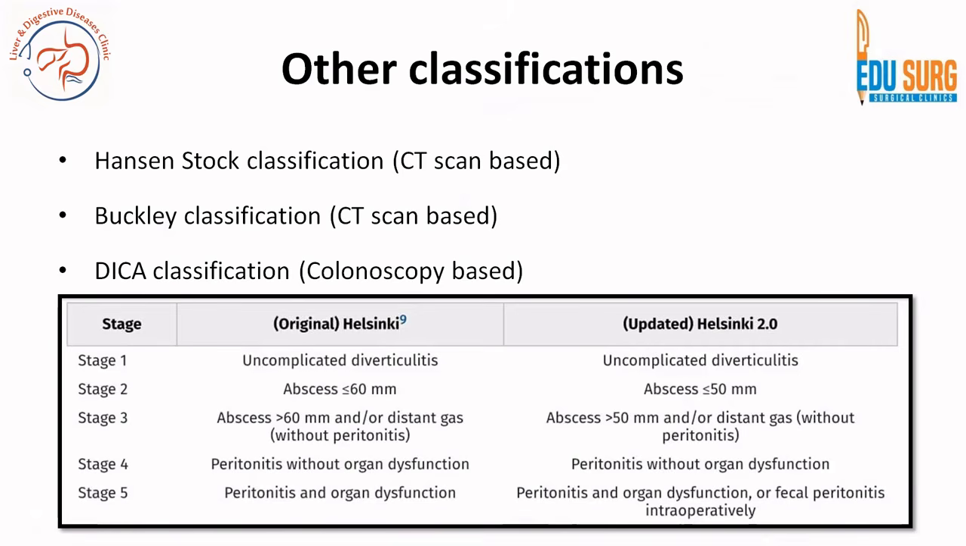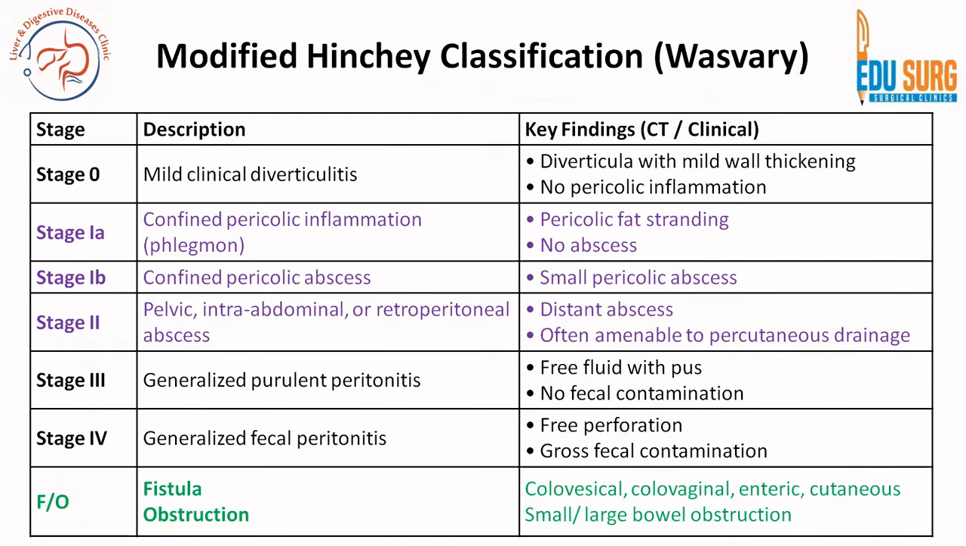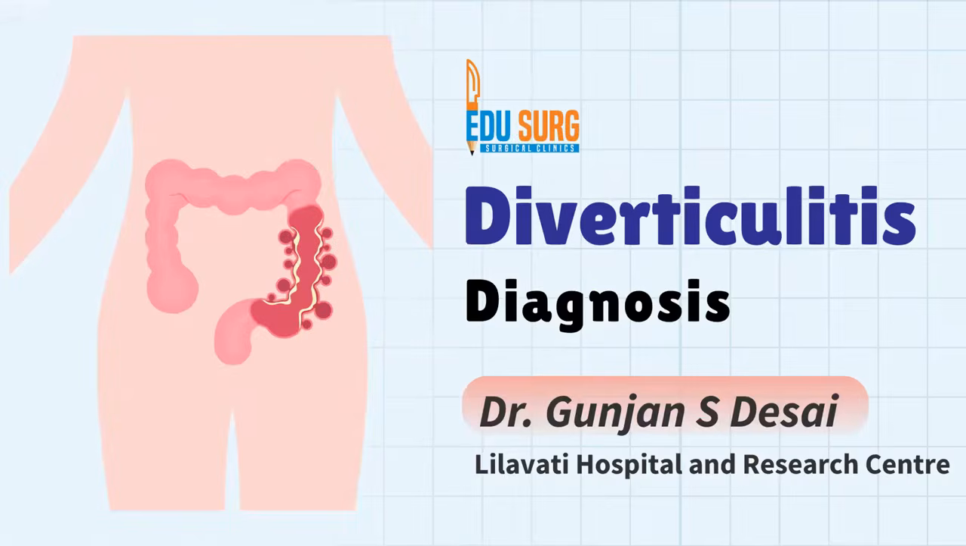Most of the classifications other than Helsinki do not include organ dysfunction. So if you are asked in exams about diverticulitis with organ dysfunction, you have been asked Helsinki 2.0 or Helsinki original, and it is a stage 5 disease, that is peritonitis and organ dysfunction. So that is something that you need to remember. So an overview of a lot of classifications that have come. If you don't want to remember all of them, remember this slide for your life. That is the modified Hinchey classification. Modification was done by Wasvary. So this is something that you need to remember.